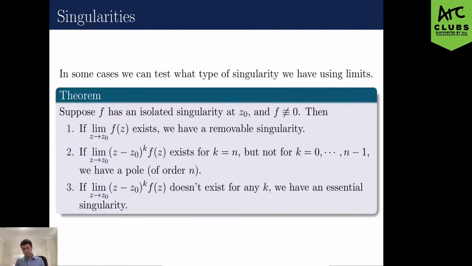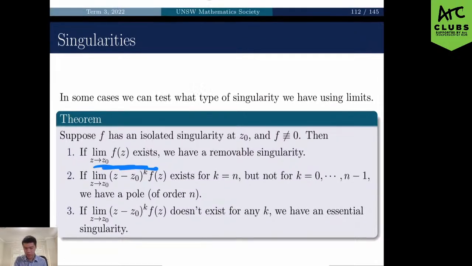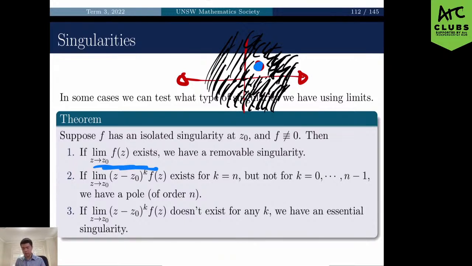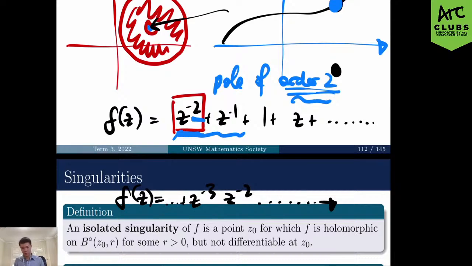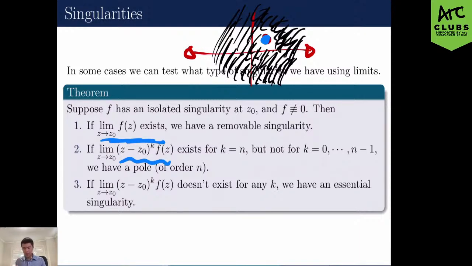Okay, so there's another way we can test for which type of singularity we have. This is kind of like formalizing what we said before. If the limit of the function itself exists, then it's removable, right? Because what that means is that as you approach the point, you get a limit, which means it's actually defined, which means it's very easy to remove, which means you don't actually have that annoying z to the minus 2 term. That's the first one. This second one you can also understand by using the Laurent series.